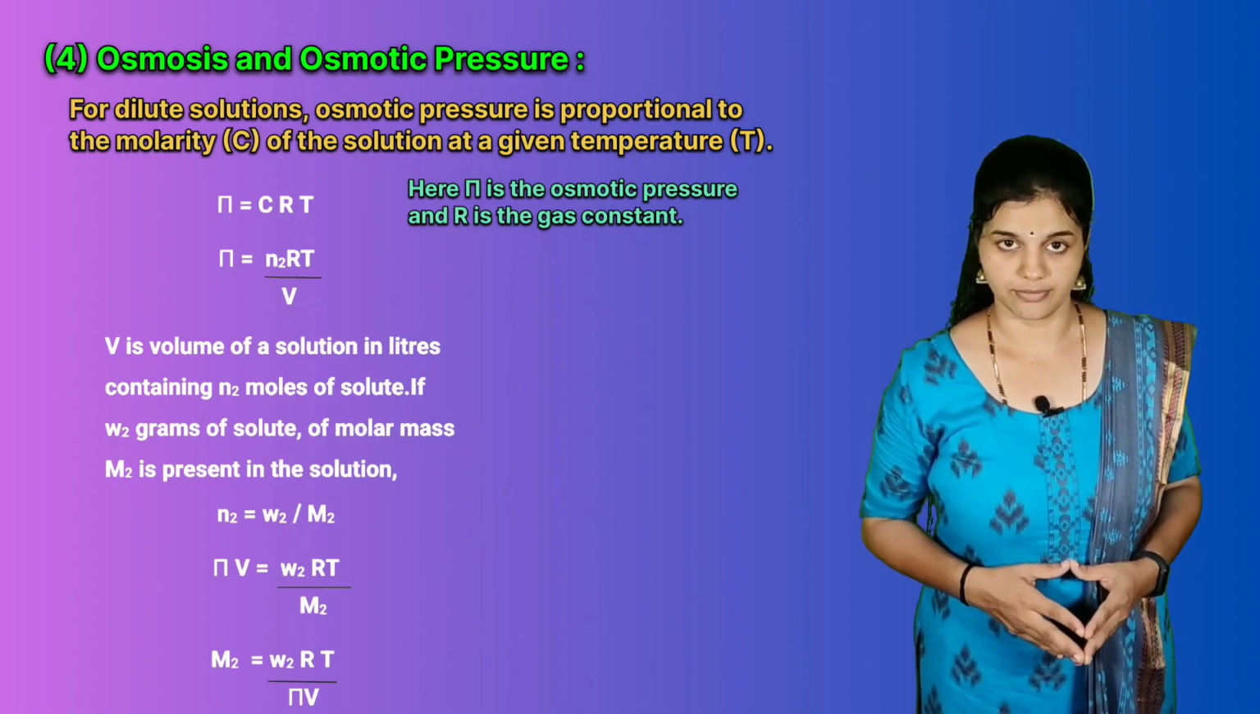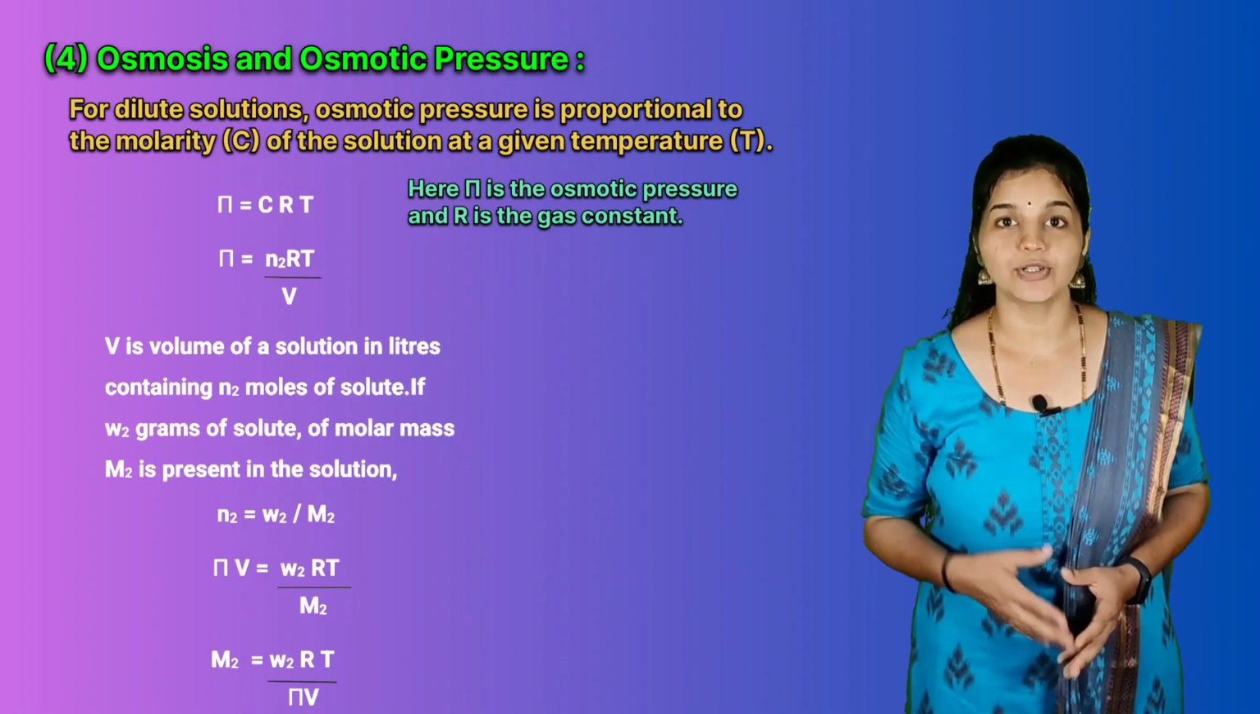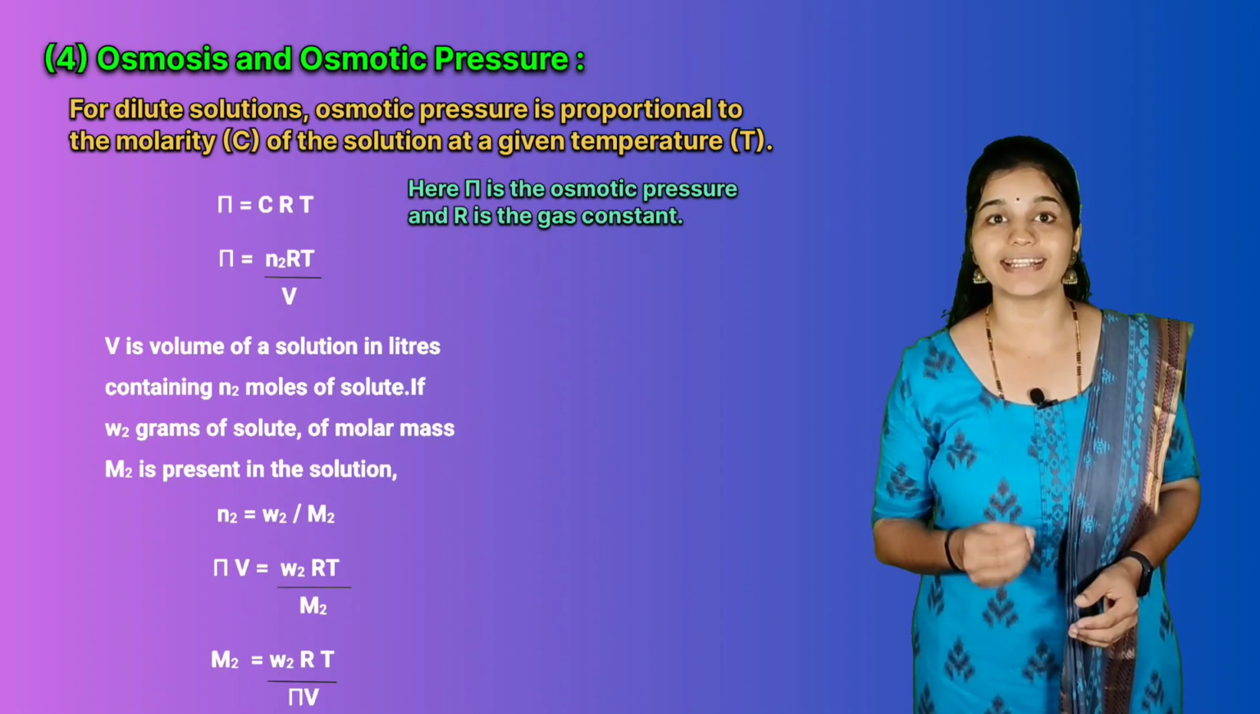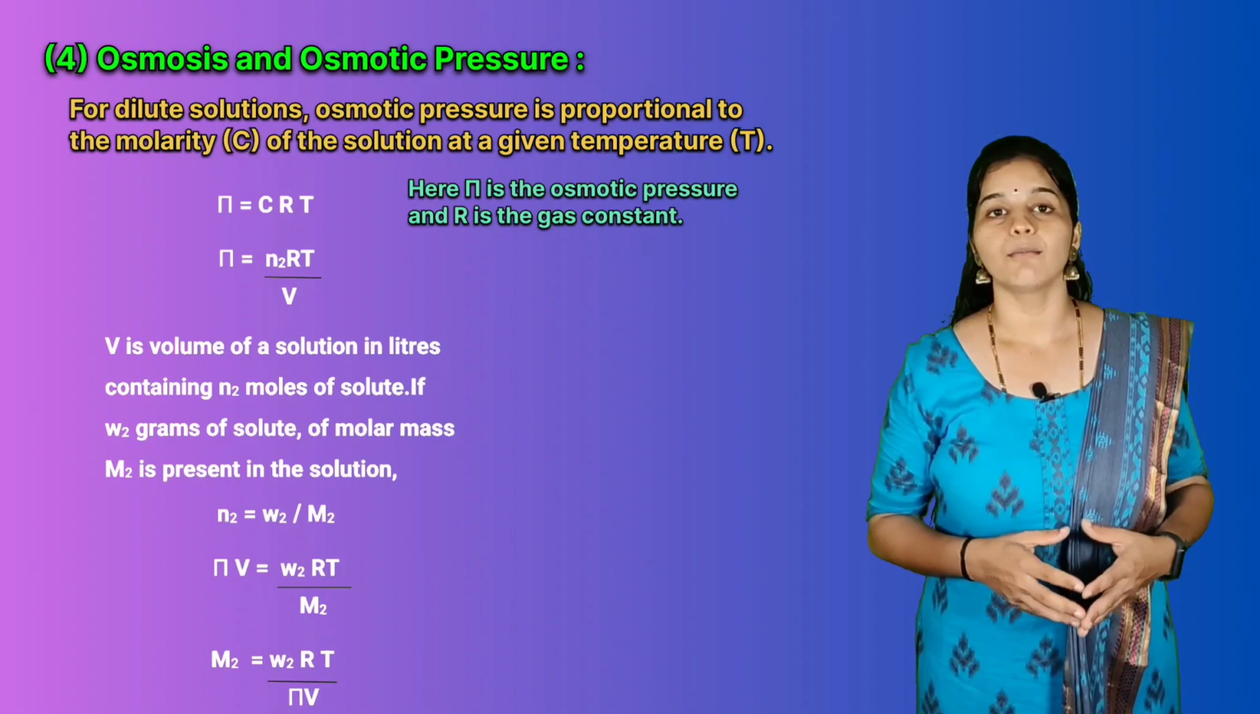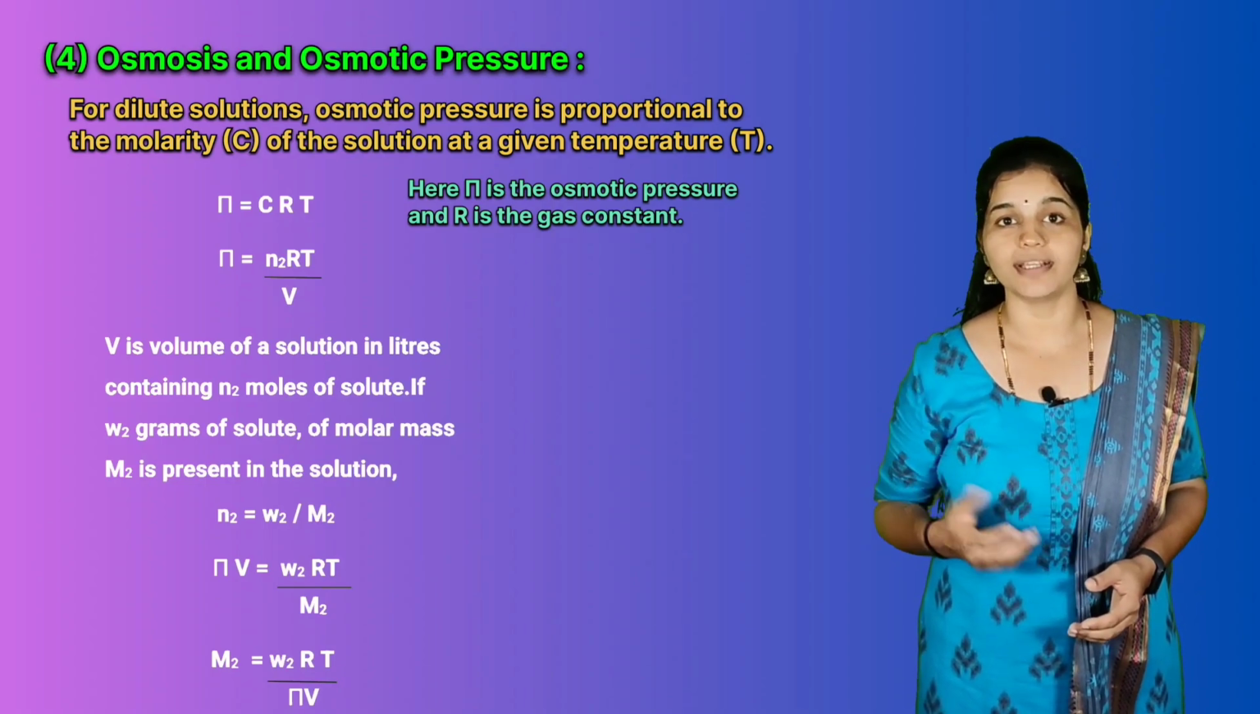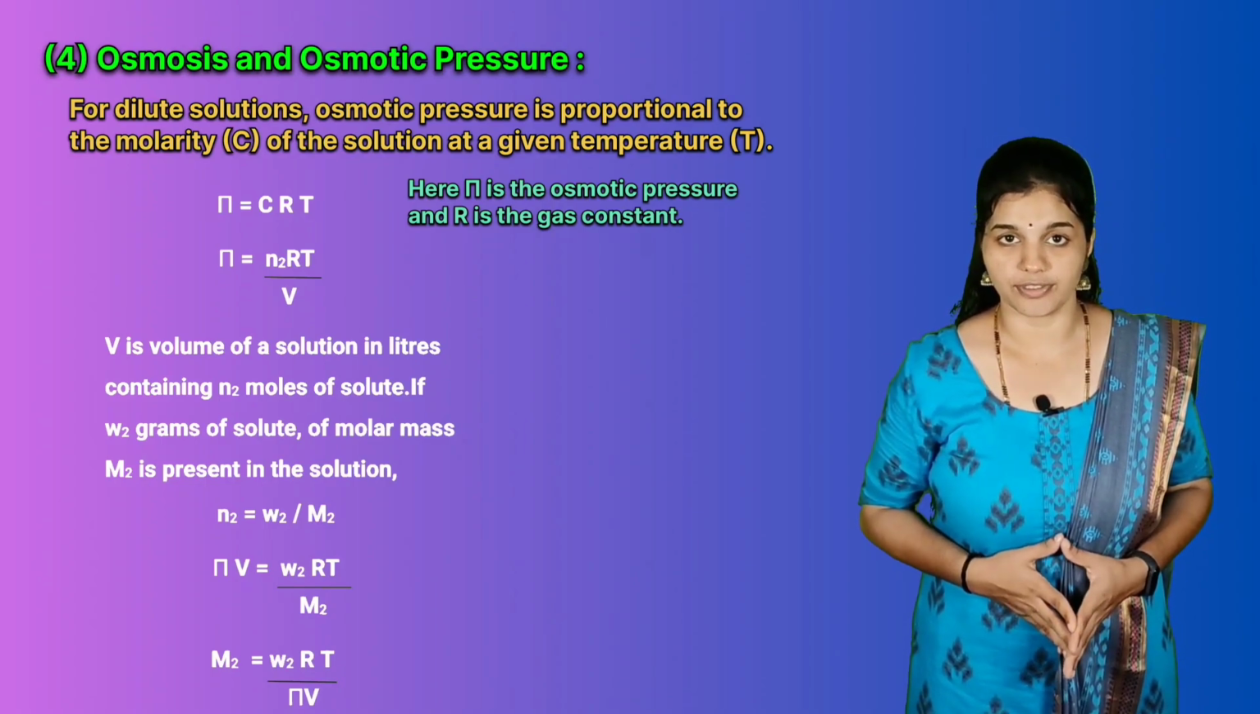So, by knowing the quantities W2, T, osmotic pressure pi and volume V, we can calculate the molar mass of the solute. This method of measurement of molar mass of solute is widely used to determine molar masses of proteins, polymers and other macromolecules.